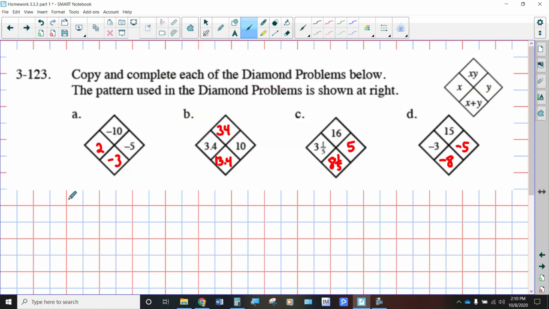Diamond problems. Copy and complete each diamond problem below. Remember, these 2 numbers get multiplied together and their answer's at the top. These 2 numbers get added and their answer goes on the bottom. So you have to use a little algebraic thinking.